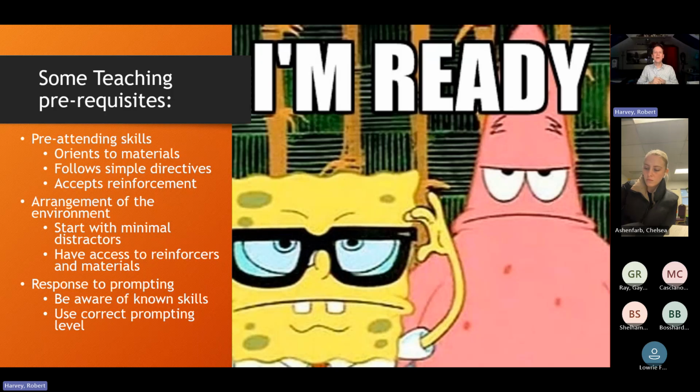All right. So how do we know if they're ready for doing some of this stuff? They need to have some pre-attending skills, right? They need to orient to the materials. And you can't just say, oh, my kid's not ready for teaching because they don't orient to the materials. You need to work on getting them to orient to the materials.